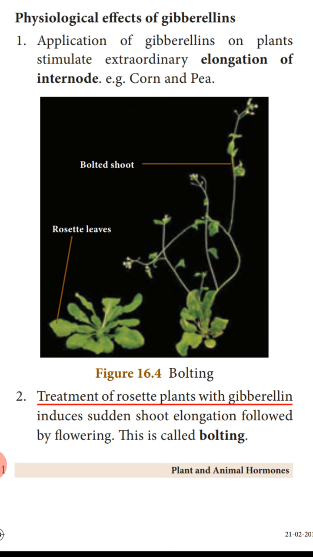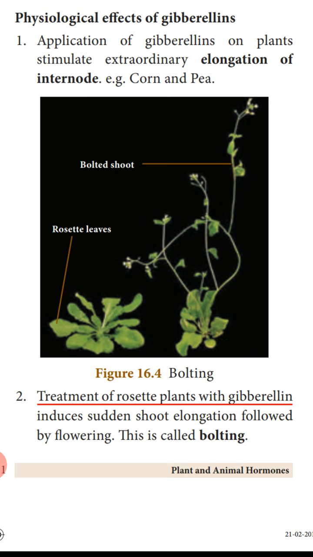Previously it was an abnormal condition. The plant was not showing the normal growth. As a result, there was no flowering. Now when this plant is treated with gibberellins, the plants show normal growth and they produce flowering. This is called bolting.